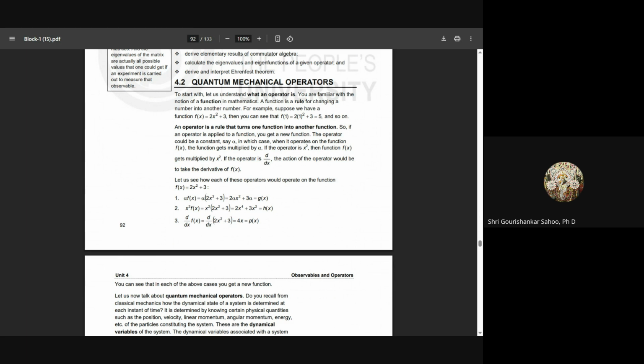And it is a rule that turns one function into another function. If an operator is applied to a function, you get a new function. When 2 and 3 are added, it will give you 5. When 2 is subtracted from 3, it will give you 1. So the two numbers are the same, but the operation will decide what the outcome will be. Similarly, depending upon the nature of the operator, the new function will be decided.